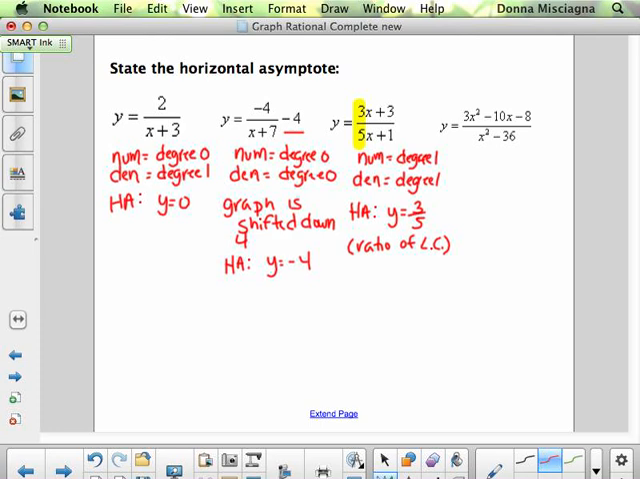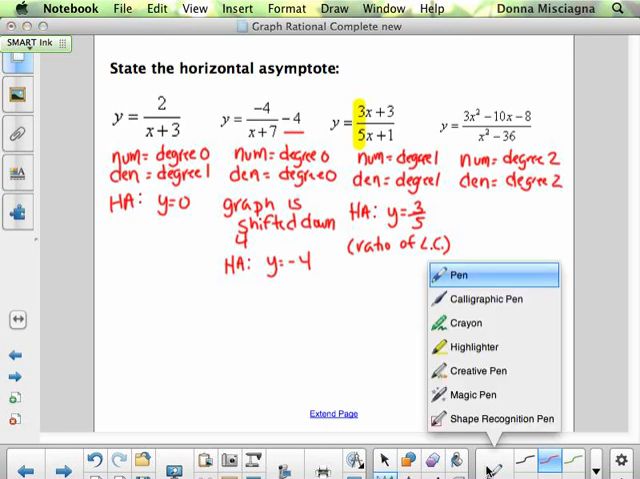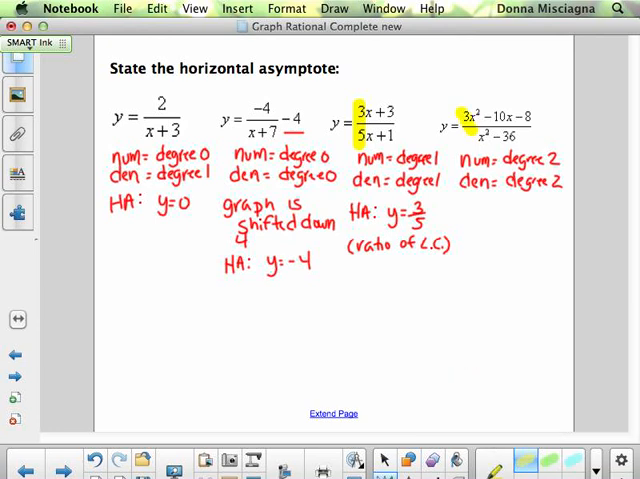And in the last example, the numerator is degree 2. It's got an x squared. The denominator is also degree 2 because it has an x squared. So again, it's going to be the ratio of those coefficients. And if there's nothing in front, it's understood to be 1. So the horizontal asymptote is again y equals 3, because that is the ratio of the leading coefficients.